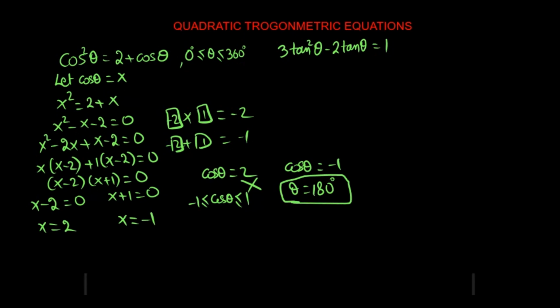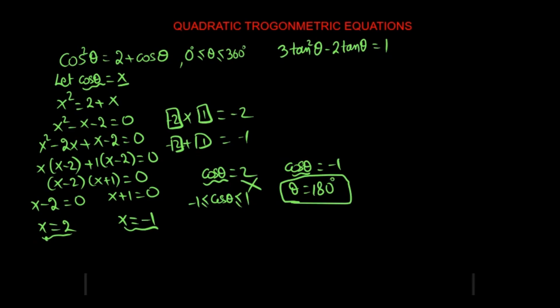So let's summarize. Start by assuming the trigonometric term as x. That will help you form a quadratic equation. Solve the quadratic equation using factoring or quadratic formula. Find the values of x. Then replace the x with your original trigonometric term. And now find the corresponding value of theta that makes your cos 2 or minus 1 if possible. And you have your theta. That is your solution. That's all you have to do.